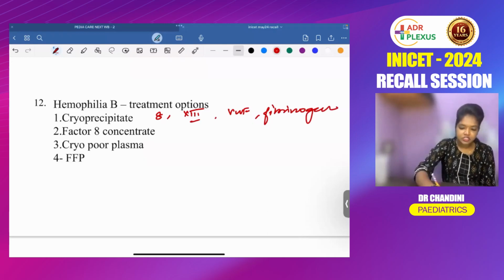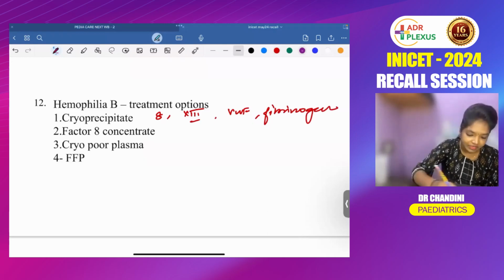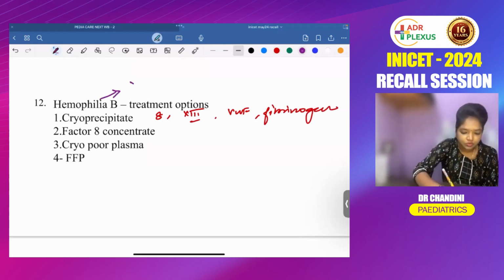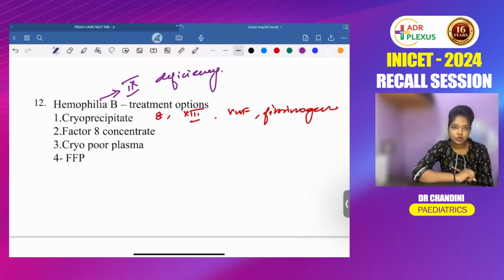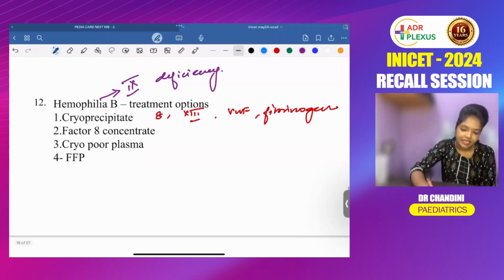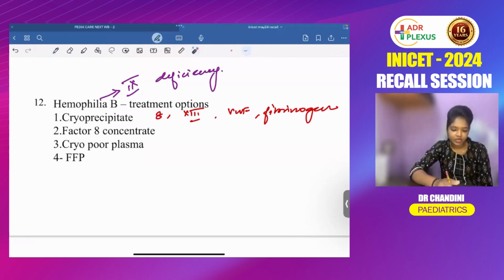So cryoprecipitate does not have factor 9. Why factor 9? Because hemophilia B is due to factor 9 deficiency. Hemophilia A is factor 8, but factor 9 deficiency is hemophilia B. So cryoprecipitate cannot be taken as an answer. Next, factor 8 concentrate. Just now I told you hemophilia B is factor 9, so there's no use in giving factor 8. So that is also ruled out.